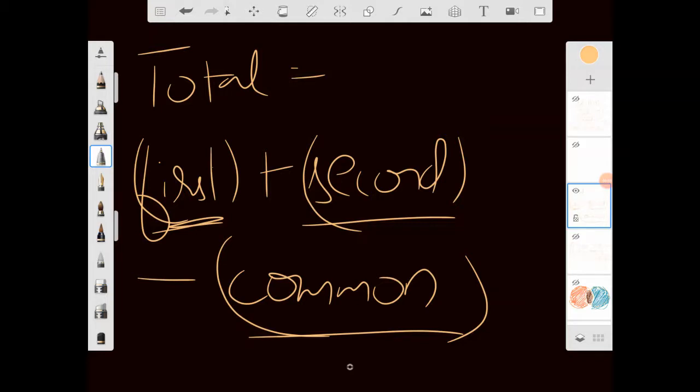suppose the question contains 3 or 4 or 5 or 6 or even 7 sets, you should know how to do it. You should not just rely on the formula given in the book. In the book it is given as n of A. n of A means the number of elements in A.